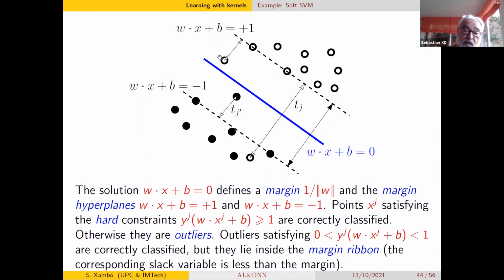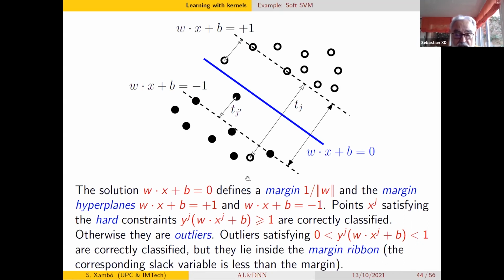This is counted as an outlier, and so will be a point like this one here, which is misclassified because the slack variable is too high. So the slack variable moves this point away from the marginal hyperplane by too much, by Tj, so much that it goes to the negative side. And here there is another instance of a little slack that classifies well, but is in the ribbon and not on the right side.